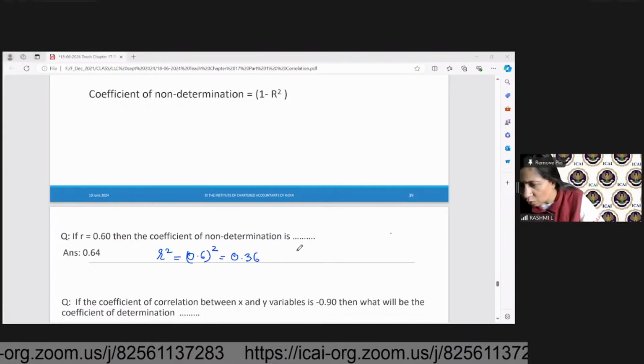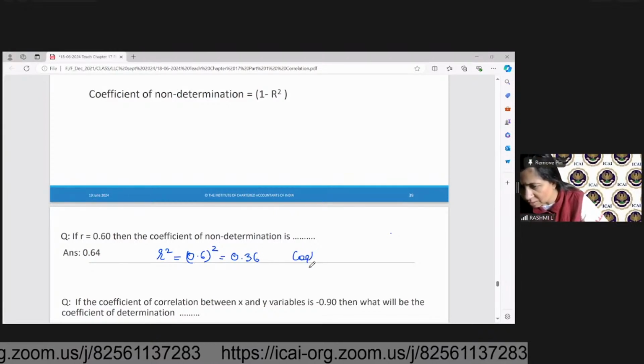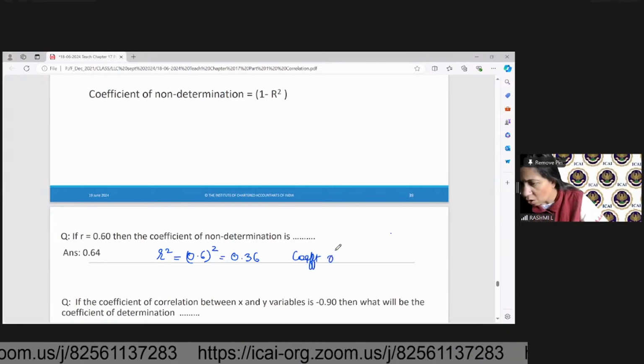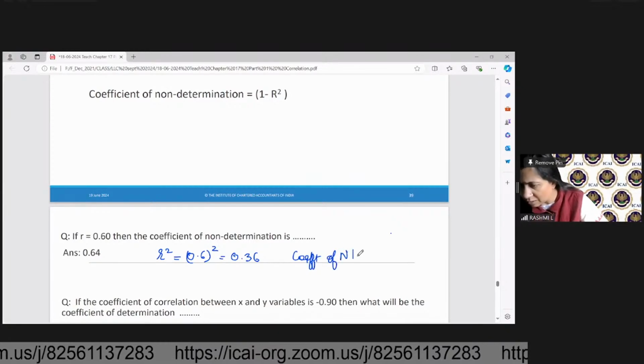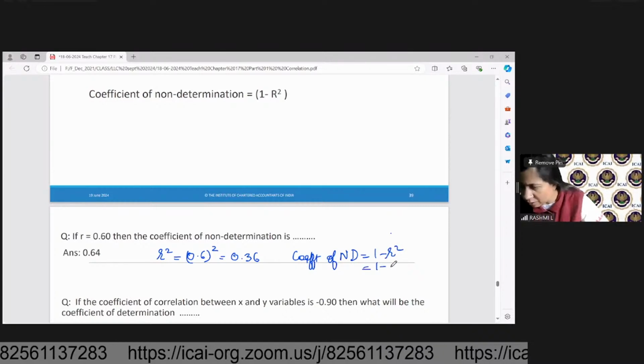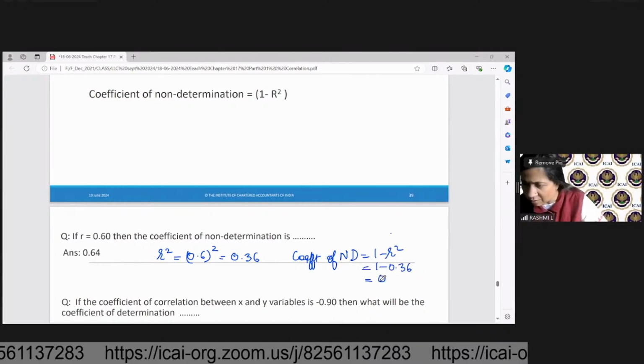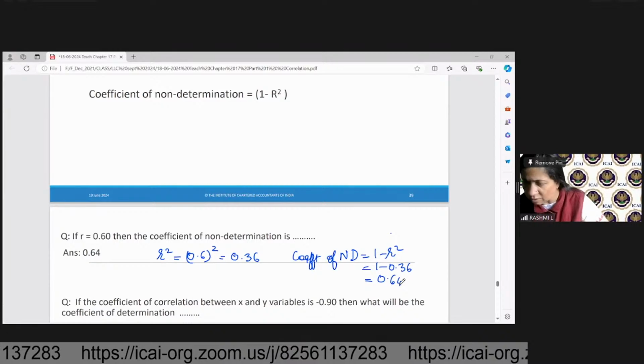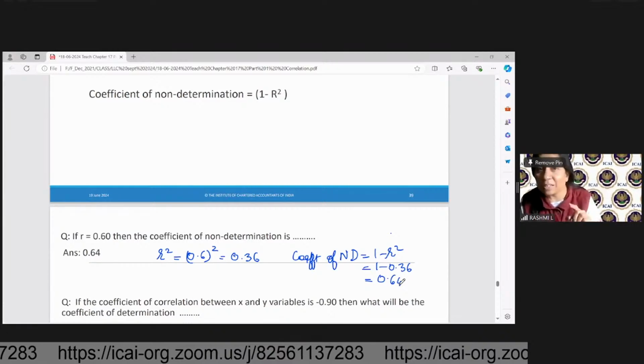Then coefficient of non-determination is 1 minus R square, which is equal to 1 minus 0.36, which is equal to 0.64. Okay. These are very easy marks that you should not lose.